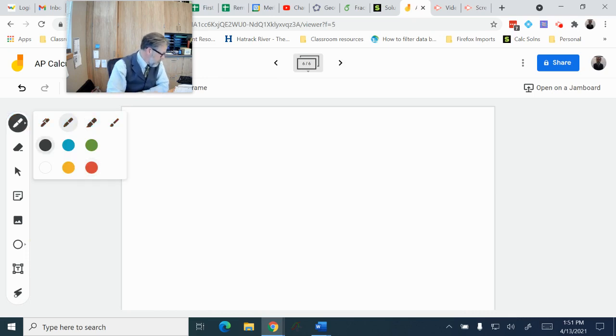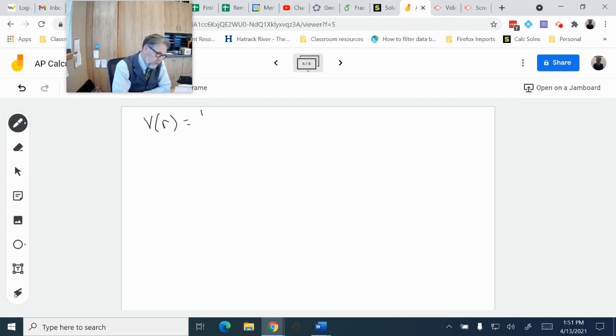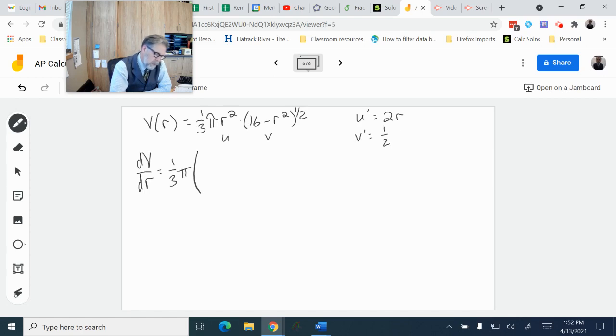All right, I need my equation again. What was my equation? V of r is equal to 1/3 pi r squared times (16 minus r squared) to the 1/2. Notice I've rewritten it without the radical symbol to make life easier. The derivative of V with respect to r equals, well, 1/3 pi is a constant. I've got u and I've got v. So let's very quickly find the derivative of u with respect to r. That's just 2r. The derivative of v with respect to r, a little more complicated.